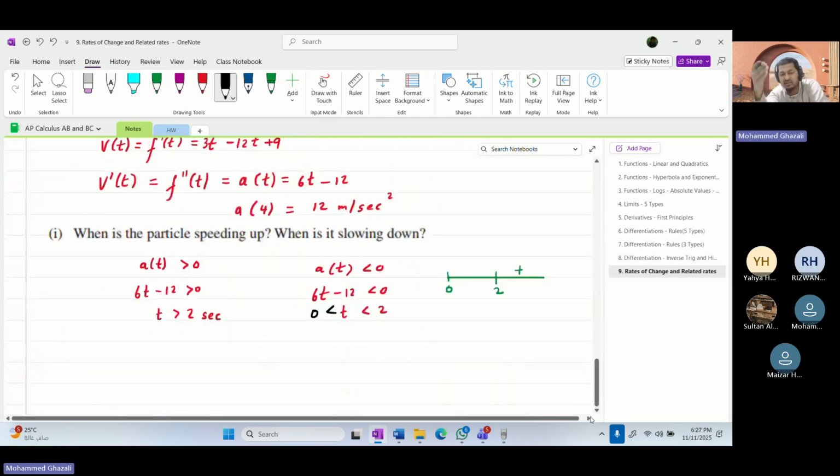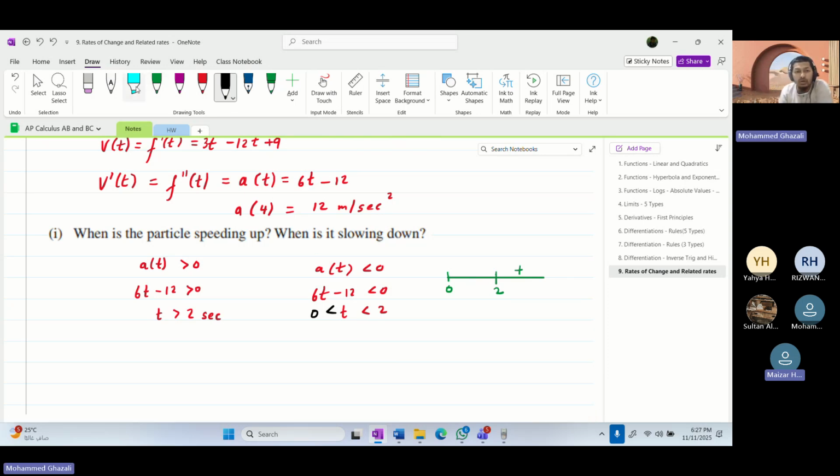Negative acceleration means deceleration. It means you are dropping the speed. I understand, but here, why did you say t is less than 2? Why not just t less than 2 because it's slowing down? You can't just say t less than 2 because time can't be negative.